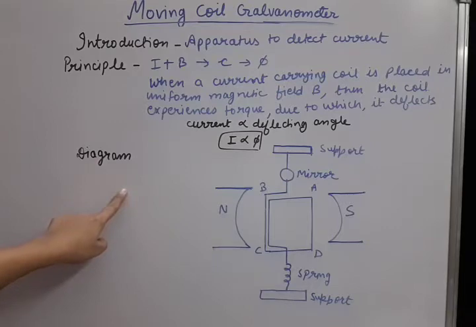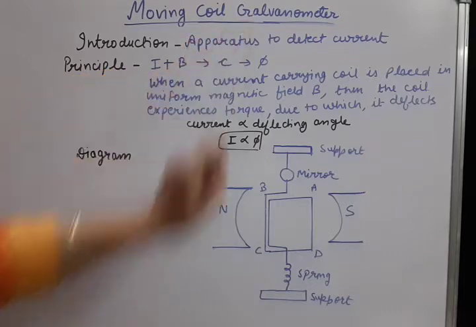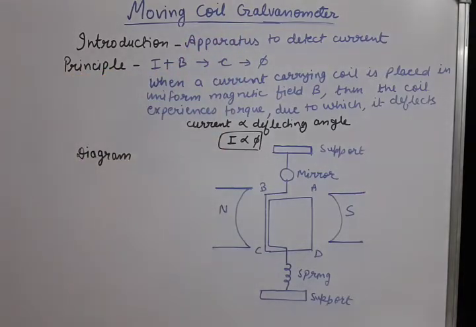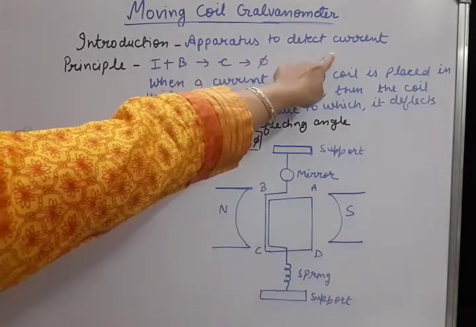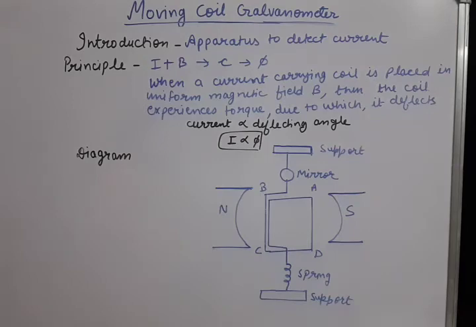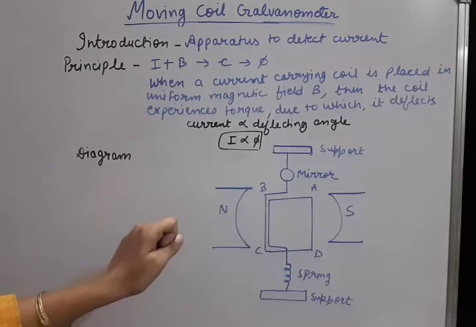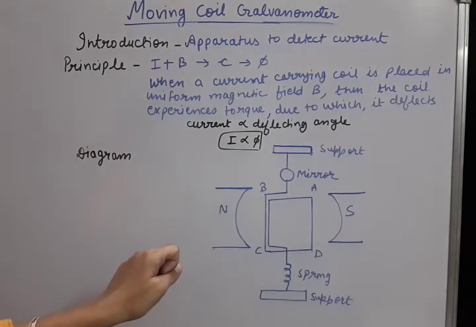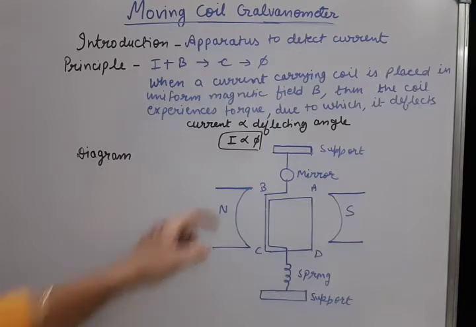So let us start. By the name moving coil galvanometer, the word is clear that it is a galvanometer. That means it is the apparatus which is used to detect the current. The important point here is that it is only detecting the current. Detecting the current means it is not going to measure the current like an ammeter does. It is only going to verify the presence of the current.